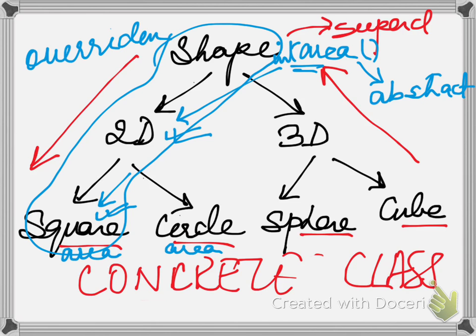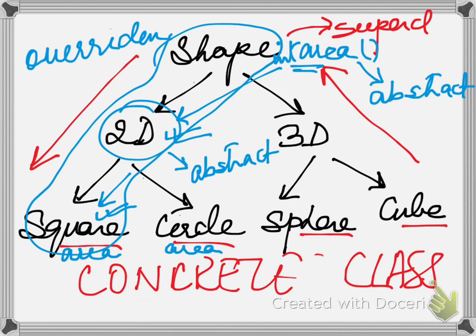If say 2D cannot give an implementation for or cannot override the method area, in that case 2D also becomes an abstract class. Now it is up to the class square to give an implementation for area. So when the area method is overridden in the square class, then square will no longer be an abstract class. Instead it will become a concrete class.